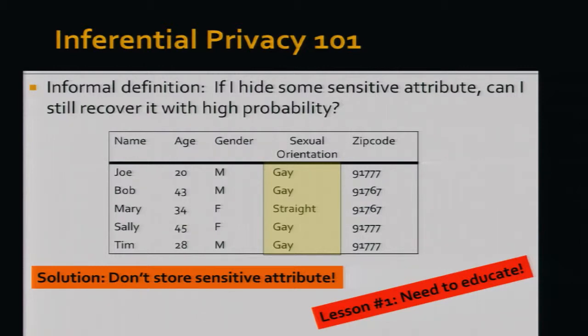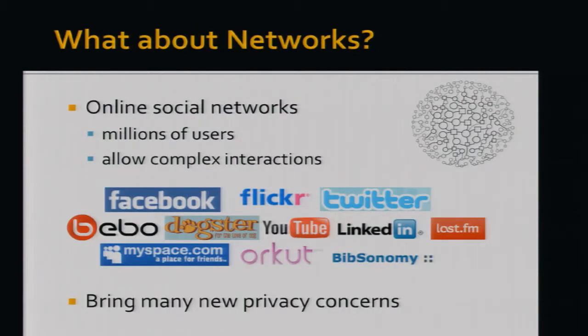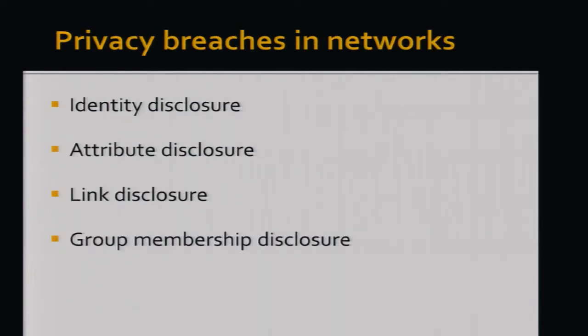And this is just in the case of a table. It gets even more interesting and more complex when you have network data. For here, let's think about online social networks. What kinds of privacy breaches can you have in networks? I'm going to go through these very quickly. The first two are standard, and you have them with table data too, but then there are some new ones that come up when you have these rich networks.